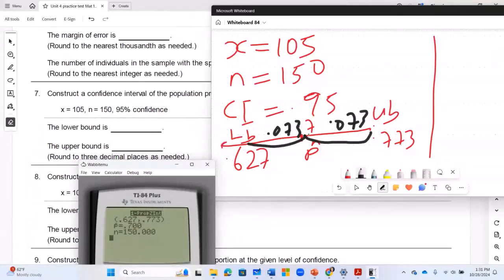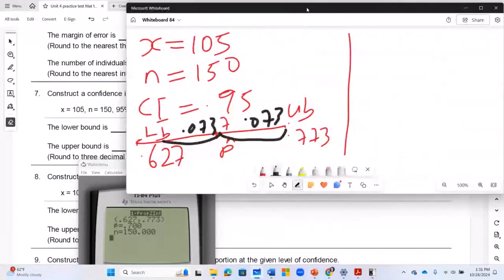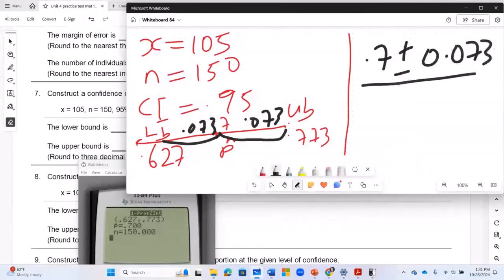The margin of error is the distance between the point estimate, sample proportion, and lower bound. And I can actually say that I am 95% confident that the point estimate is 0.7 plus or minus the margin of error. And so that margin of error is 0.073. Okay? And this is a way to calculate.